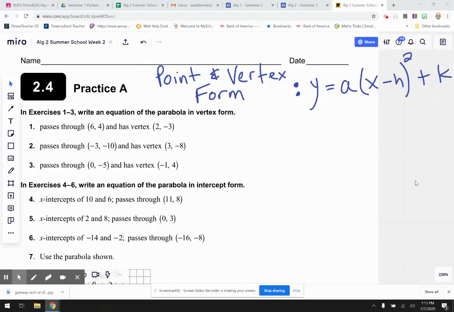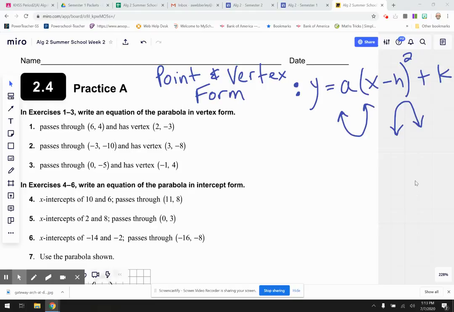We know parabolas are U-shaped and they're made by quadratics, which you can see our point and vertex form has a little square in it, x minus h quantity squared. So that makes it a quadratic equation, which would give us a parabola. It'll be either a U shape or it'll be an N shape. And that all depends on the a. If the a is positive, it'll be a U. If the a is negative, it'll be an N.